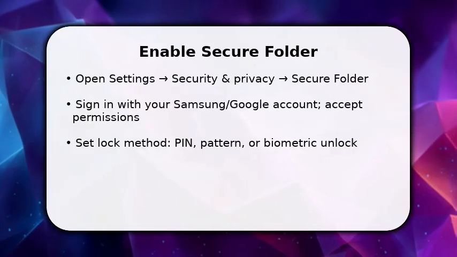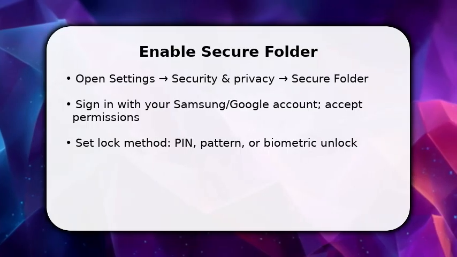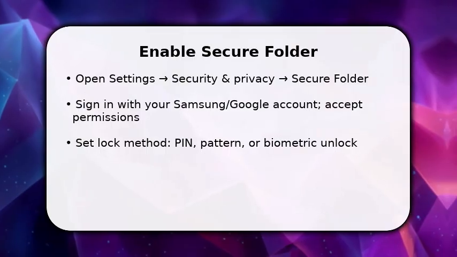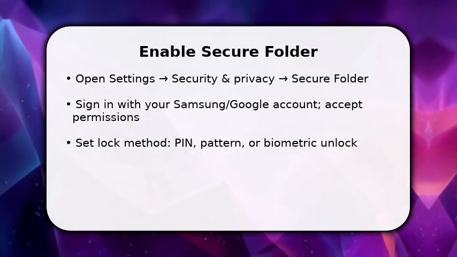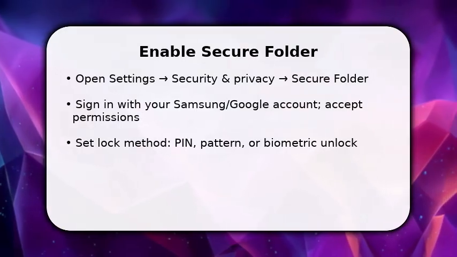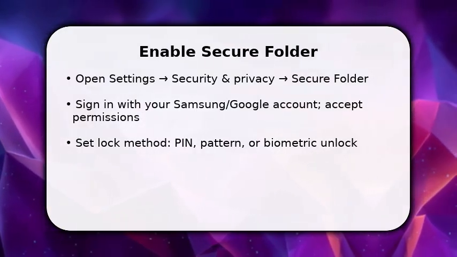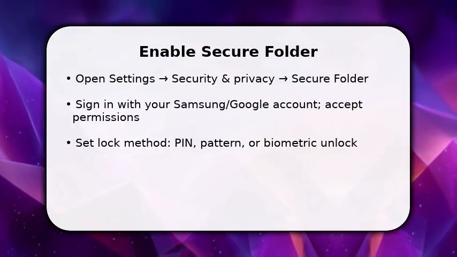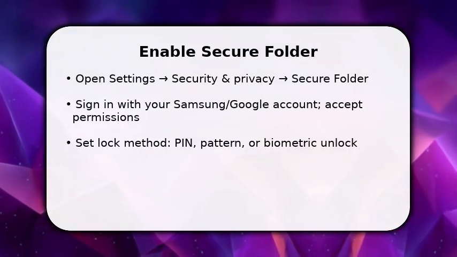You start by enabling Secure Folder so apps and files live separately. Open Settings, go to Security and Privacy, then Secure Folder and sign into your account. This links storage. Once done, grant the requested permissions so system services can isolate data. Next, choose a lock method, PIN, pattern, or fingerprint for quick access and strong protection.